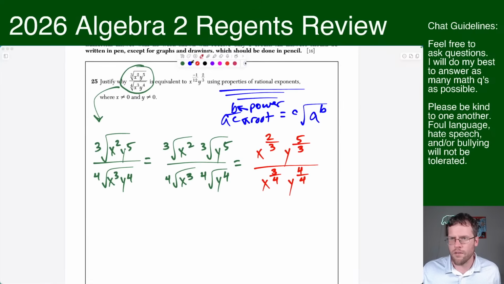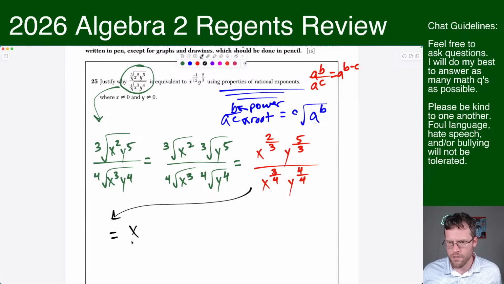So now the next property to know: a to the b over a to the c is a to the b minus c. So here we're going to have x to the power 2/3 minus 3/4. Now I can subtract these powers when I divide. And then I have y to the 4 over 4, which is equal to 1. So that's 5/3 minus 1.